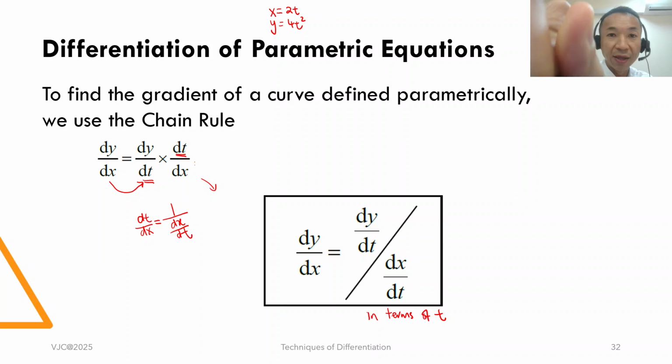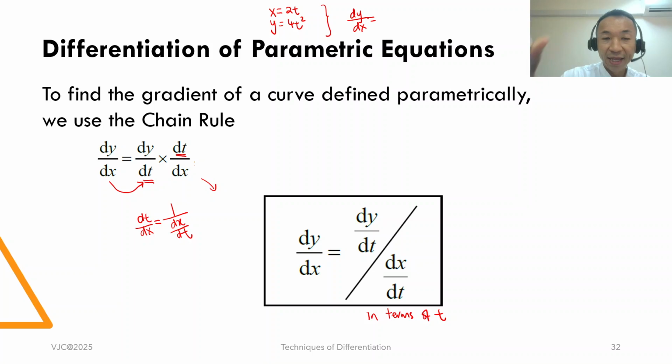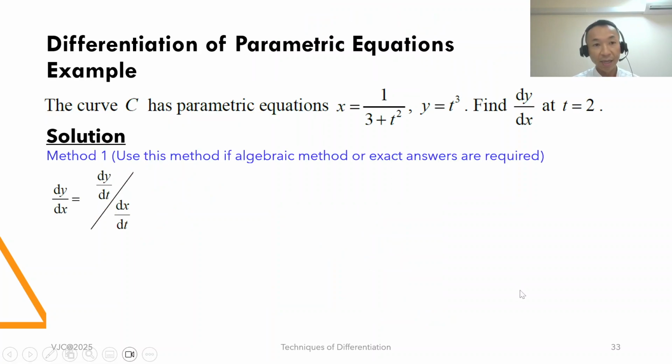To illustrate it, if you apply it directly, you differentiate y with respect to t, you get 8t. You differentiate x with respect to t, you get 2. Therefore, you get 4t. So essentially, that is how we apply this. All right, let's take a look at another example.